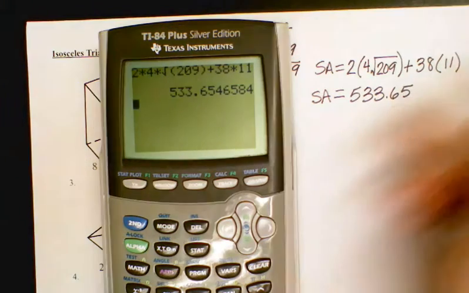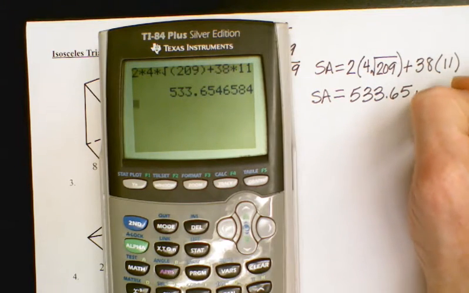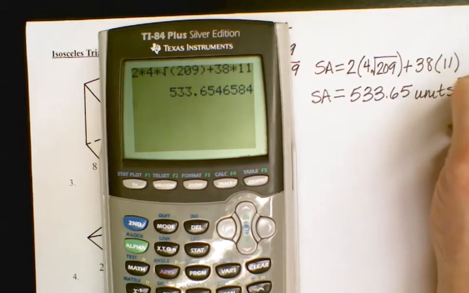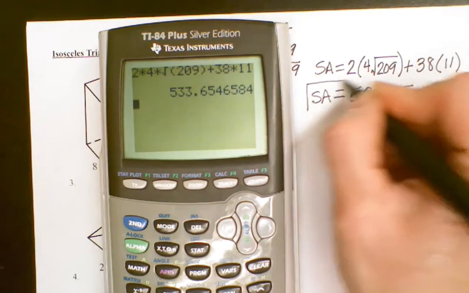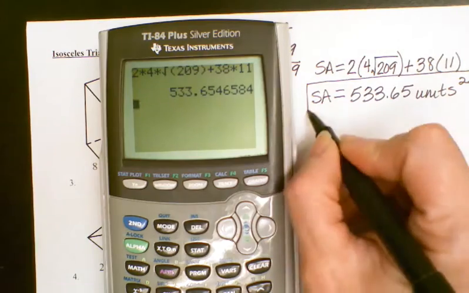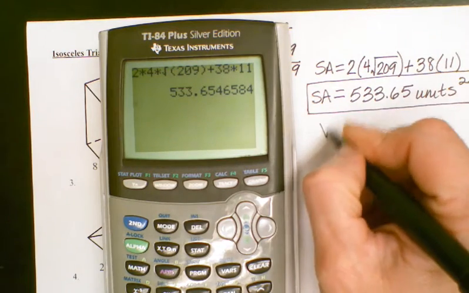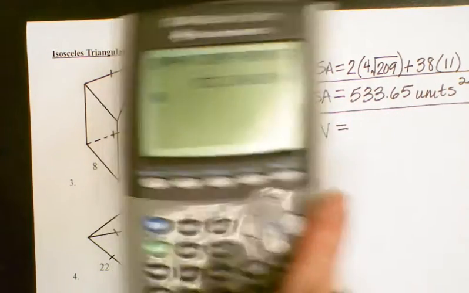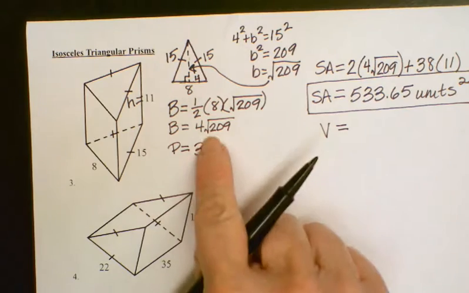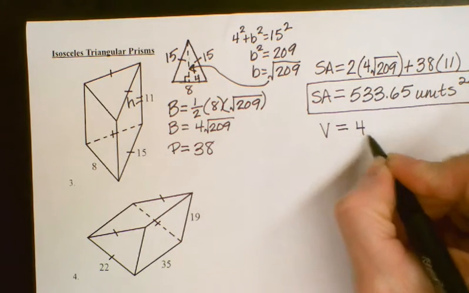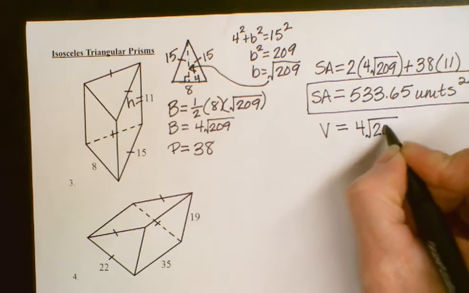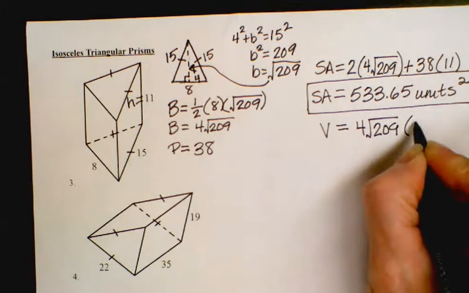And in this case, we didn't have a label present in our diagram, so that will simply be units squared. Now let's look at the volume. Volume is the area of the base times the height of the solid. And we've already seen that the area of the base is 4 square root 209 times the height of the solid, 11.